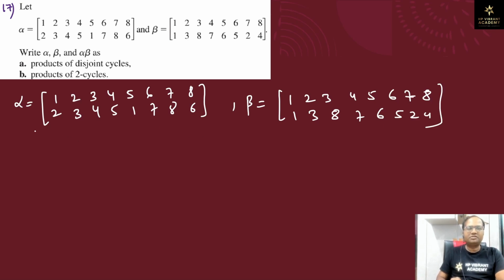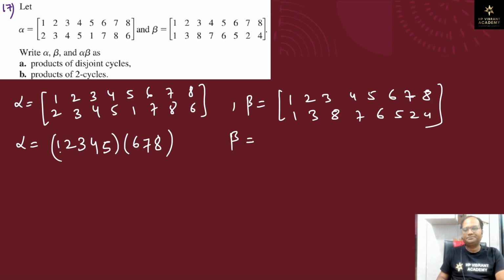Okay, now let us represent alpha in cycle form. So alpha is equal to, this is 1 goes to 2 and 2 goes to 3 and 3 goes to 4, 4 goes to 5. Now we have 5 goes to 1, so this is closed. So 1, 2, 3, 4, 5. Now we have 6, 6 goes to 7, 7 goes to 8, 8 goes to 6, this is closed. So all numbers are covered, so this is alpha. Now we have beta as, this is 1 goes to 1, this is closed. Now we have 2 goes to 3, 3 goes to 8.